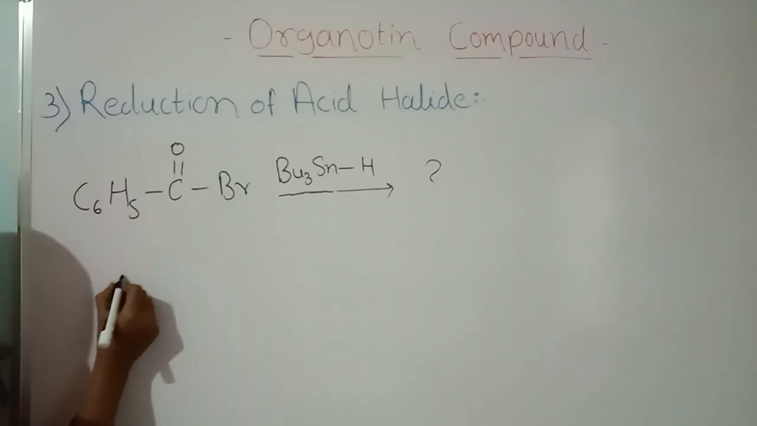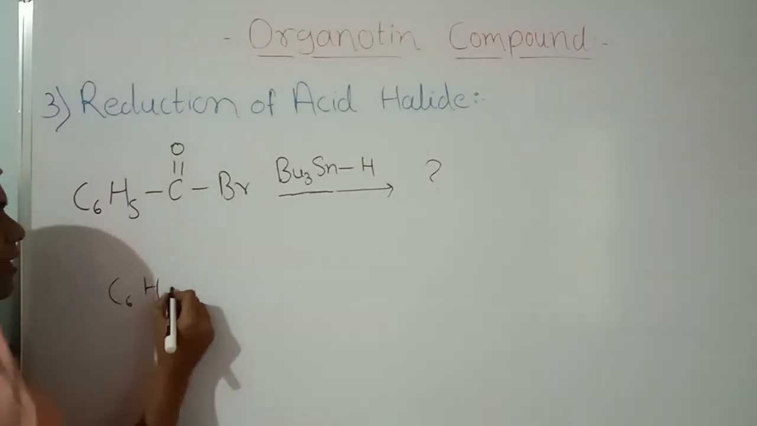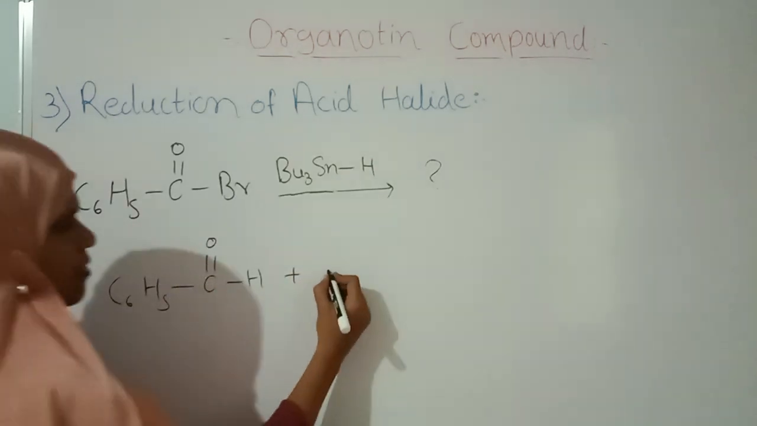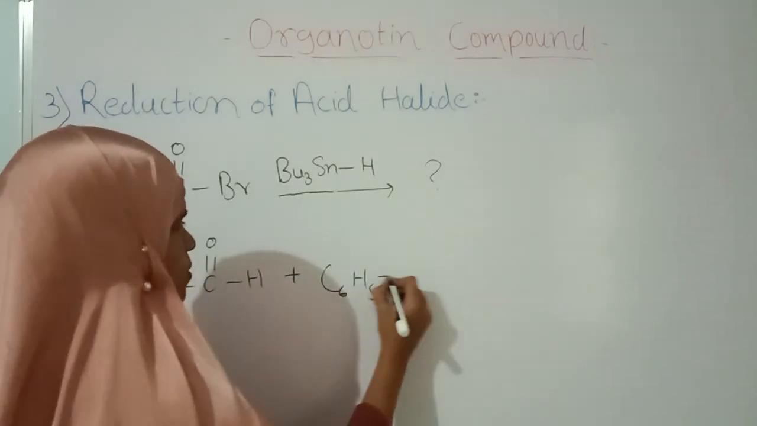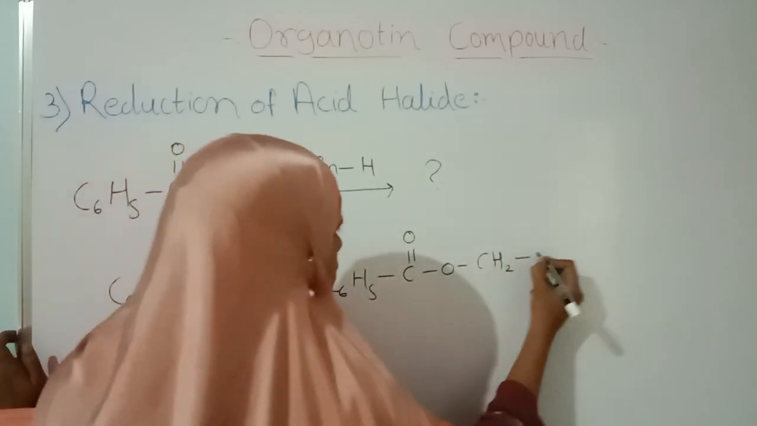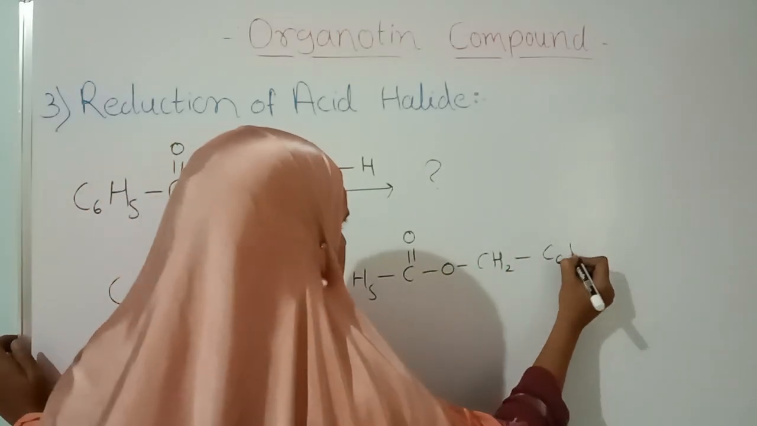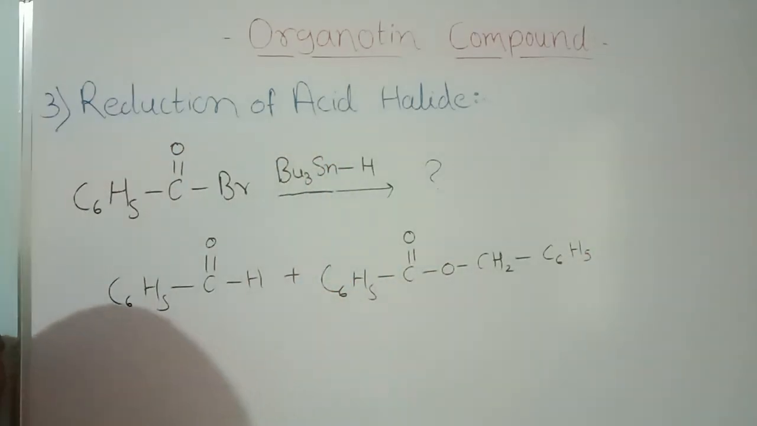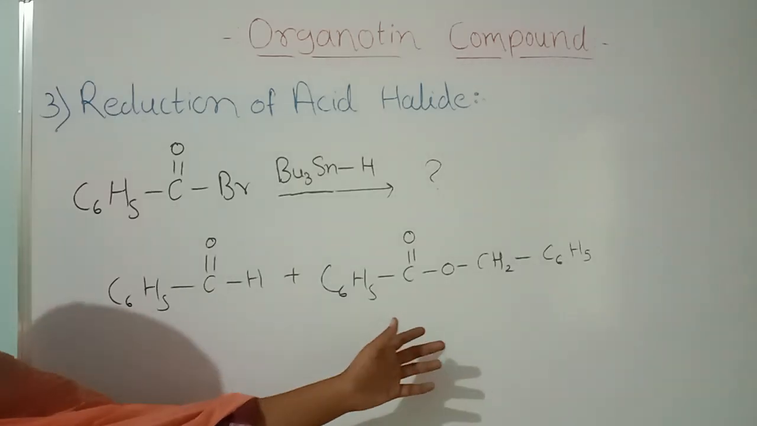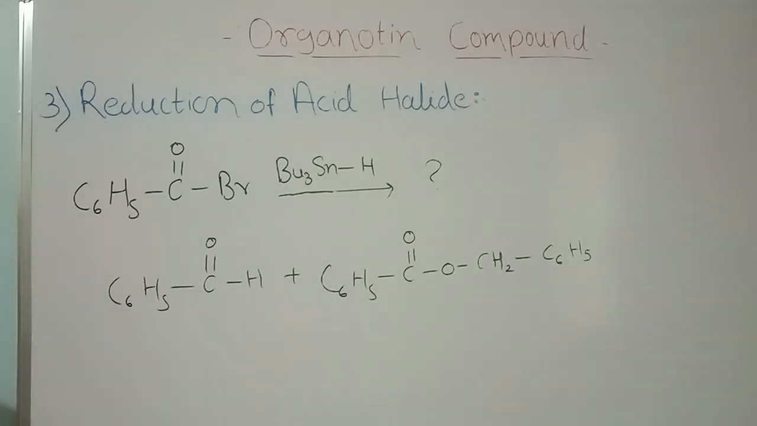Tell me. The first product is aldehyde. Okay, and another product is ester, C6H5COOCH2C6H5. Okay, CH2C6H5. Formation of the first one is aldehyde, another one is ester. Okay.